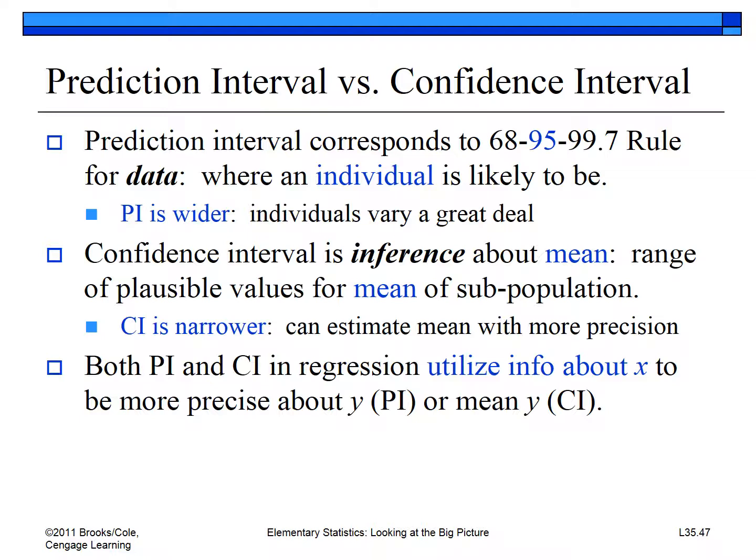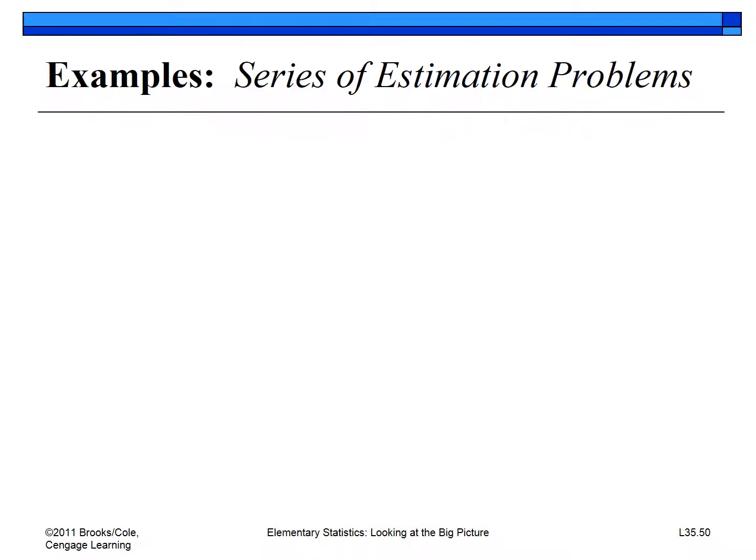So remember, both use information about X. We have a given X value to tell us confidence levels about the corresponding Y value. So the corresponding Y value, if we're talking about a prediction interval, or the mean of all the Y values that share that X value. That's the confidence interval.